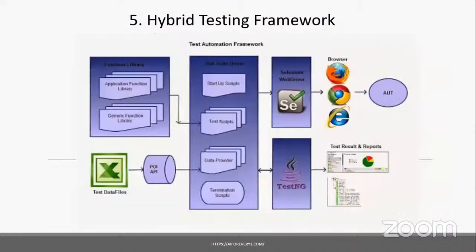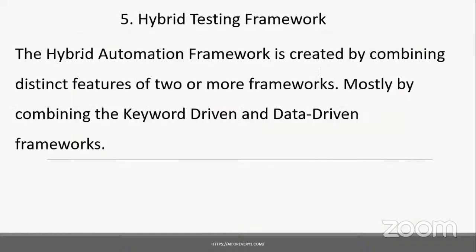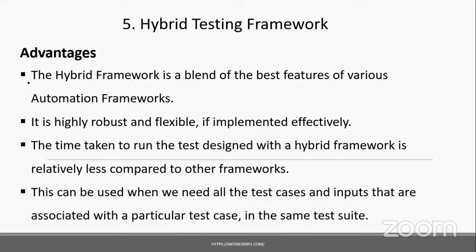So this is a mix of more than two frameworks, mostly data-driven frameworks. They will develop and keep it, and give it some name according to the company. It is created by combining distinct features of two or more frameworks, mostly combining the keyword-driven and the data-driven framework. What are the advantages?